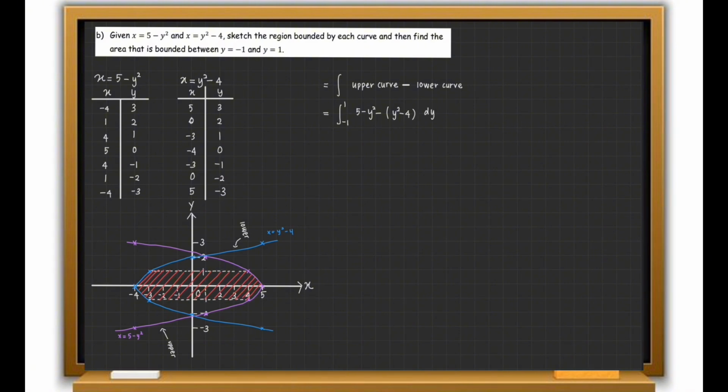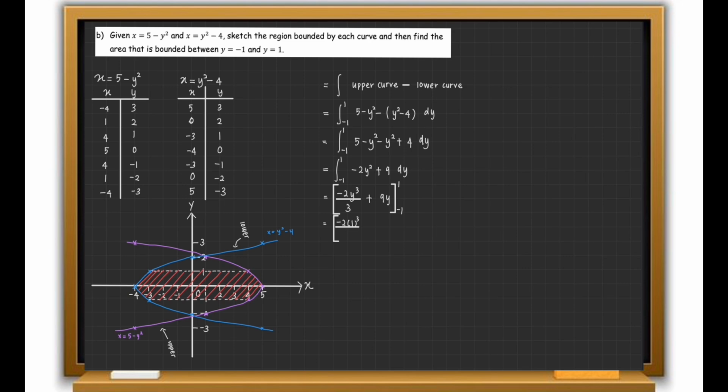On the next line, we simplify the integration by opening the bracket to become 5 minus y to the power of 2 minus y to the power of 2 plus 4 dy. Next, we see negative y to the power of 2 minus y to the power of 2, resulting in negative 2y to the power of 2, and 5 plus 4 equals 9. The final integration would be negative 2y to the power of 2 plus 9 dy. We integrate it just like normal. The negative 2y to the power of 2 will become negative 2y to the power of 3 over 3, while the 9 will be produced to 9y. Don't forget to rewrite the limits of y equals 1 and y equals negative 1 at the right side of the integration after closing the integration.